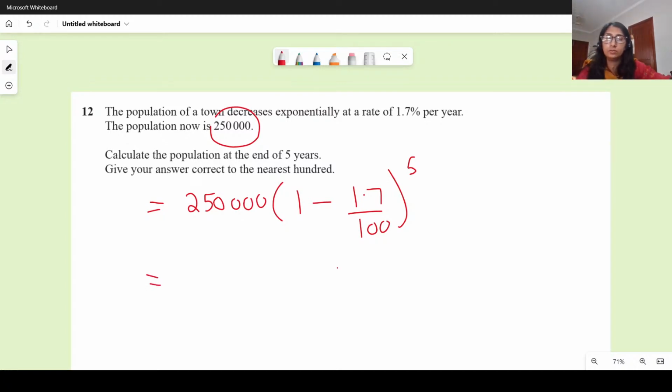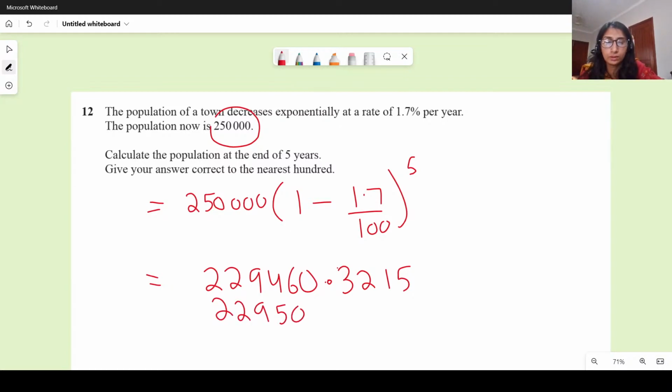Let's find that value. 250,000 times bracket 1 minus fraction 1.7 upon 100 bracket close power 5. I'm getting 229,460.3215. We're supposed to round it off to the nearest 100. So that's going to be 229,500.